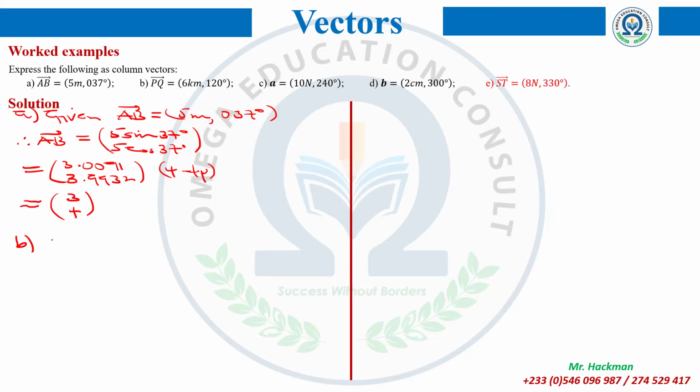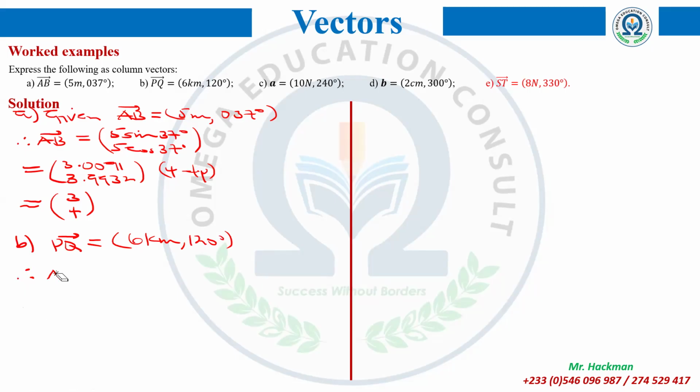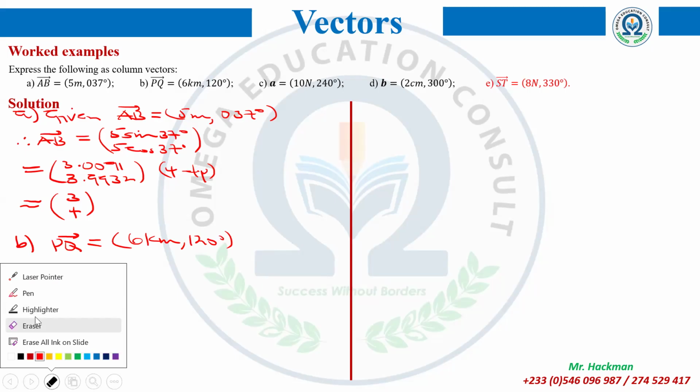We've been given the vector PQ in the magnitude bearing form. What is the magnitude? 6 km. What is the bearing? 120 degrees. Okay, so therefore you can get it straight away in the column form because it comes with a formula. So it's vector PQ.